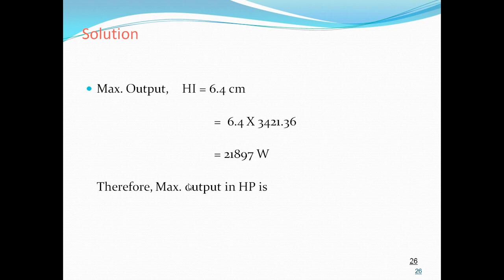So maximum output in HP, divided by 735.5, that is 29.77 HP. So now we have calculated the full load current, full load power factor and torque and maximum output in HP.